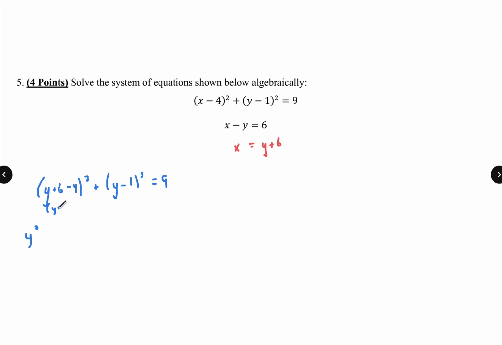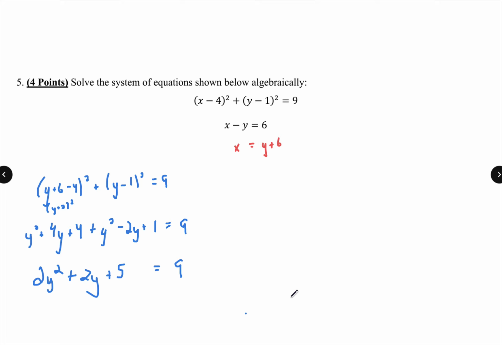So y plus 2, let me just show it, that's going to be squared. That gives me y squared plus 4y plus 4. And over here, if I'm squaring this out, I'm getting y squared minus 2y plus 1 equals 9. Let me start to add like terms. I'm getting what? 2y squared plus 2y. 4y minus 2y gives me 2y. I have a plus 4 plus 1, plus 5, equals 9.